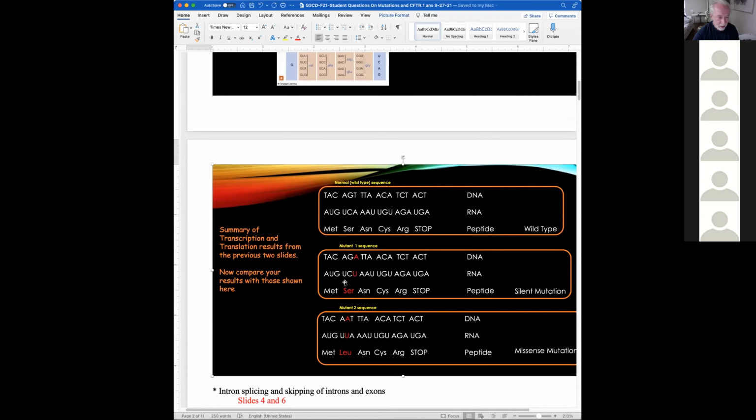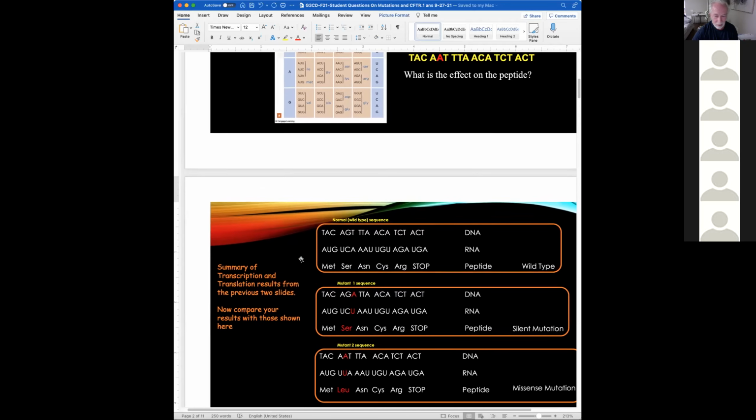So we see that the second amino acid is the same in the mutant as it is in the wild type. So this is called a silent mutation. It is a mutation in that the DNA sequence has changed, but it's silent because the peptide sequence has not changed. So is that clear to everyone?